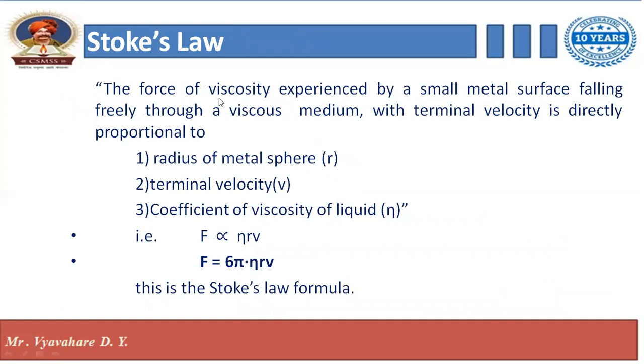Stokes' law. The force of viscosity experienced by a small metal sphere falling freely through a viscous medium with terminal velocity is directly proportional to the radius of the metal sphere, the terminal velocity, and the coefficient of viscosity of the liquid eta. So F is directly proportional to eta R V. We get F is equal to 6 pi eta R V. This is the Stokes' law formula.